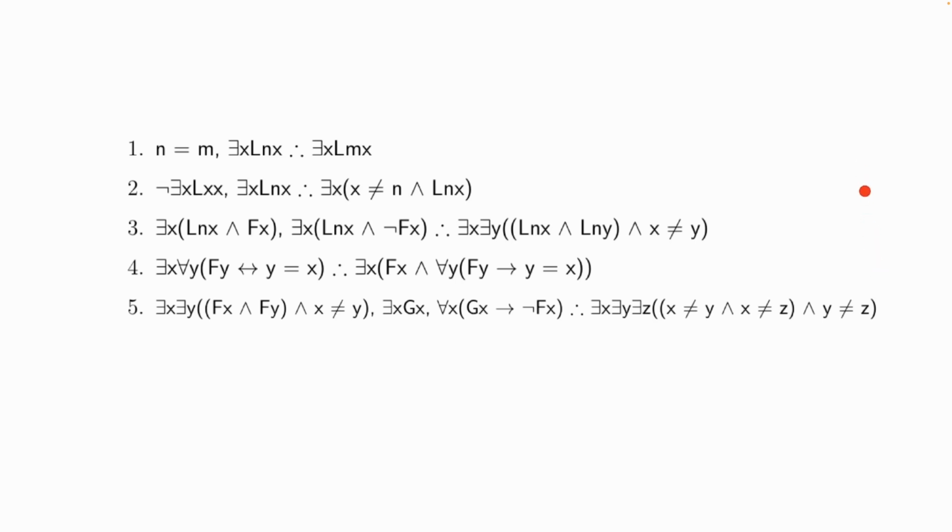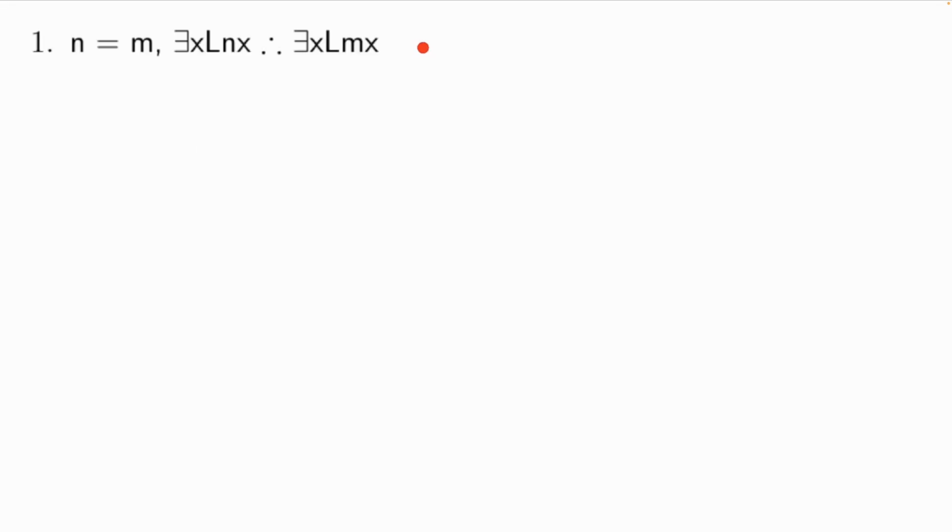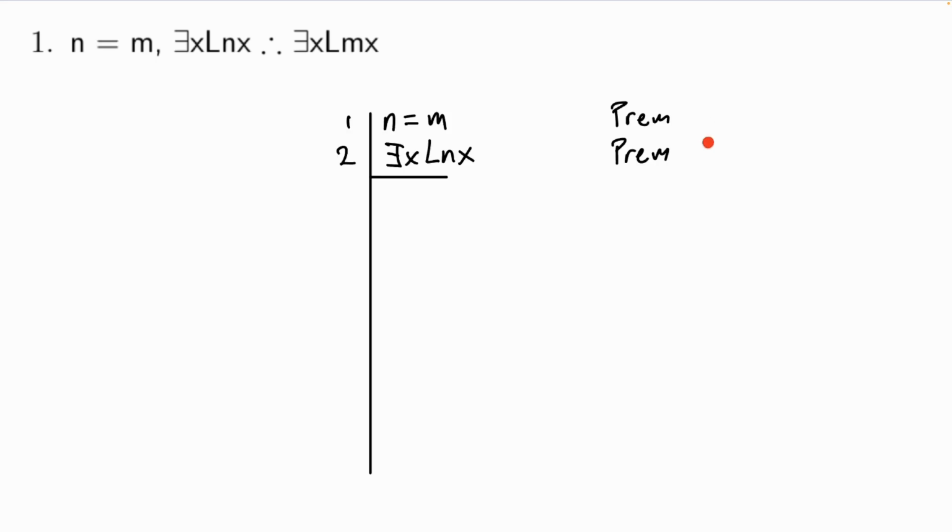Okay, here we have 5 different inferences, each of which is valid. And let's go through each one using our natural deduction proof system to prove that it's valid. We'll start with this one here. So I will write down the premises first. Okay, and from these 2 premises, we want to derive there is an x LMX.